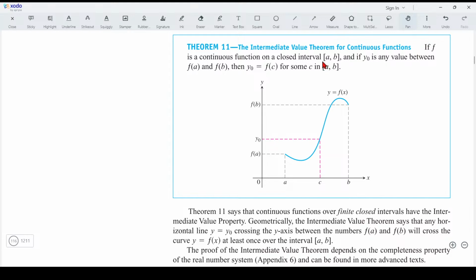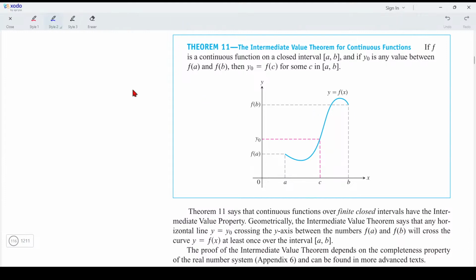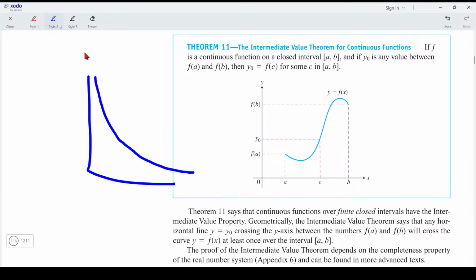Here is something important: why is this a closed bracket, why not an open bracket? That means f of a should be defined, f of b should be defined. Why closed bracket? Let's take another example. 1 by x looks like this, right? If you take an open bracket, what happens? f of 0 is infinity if you take this kind of function.